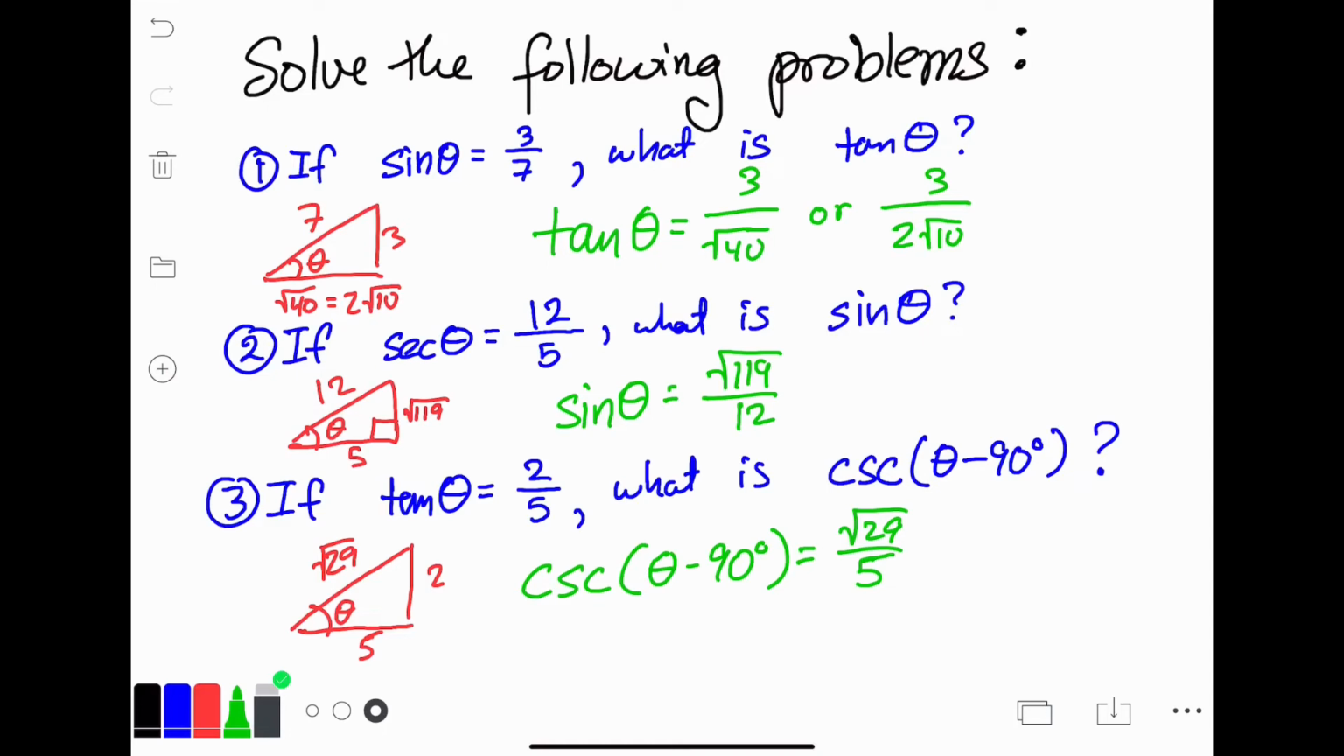And last but not least, notice that I was asking what is the cosecant of the complementary angle. So cosecant is just the reciprocal of sine. So sine of the complementary angle would have been 5 over square root of 29. Therefore, cosecant, or the reciprocal, would have been square root of 29 over 5.